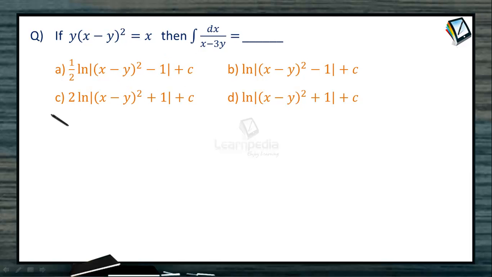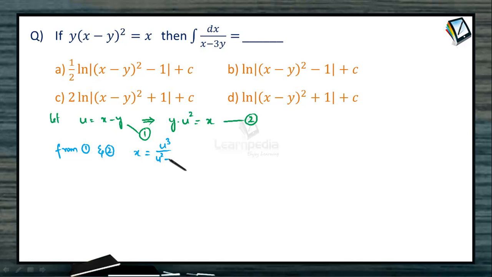So let us consider a suitable replacement, u as x minus y. Then what happens to the given relation? The given relation can be expressed as y times u square is equal to x. So let us treat this as our second relation and the substitution u as x minus y as the first relation. From both equations 1 and 2, when we express x as a function of u and y as a function of u, then clearly x becomes u cube by (u square minus 1) and y becomes u by (u square minus 1).